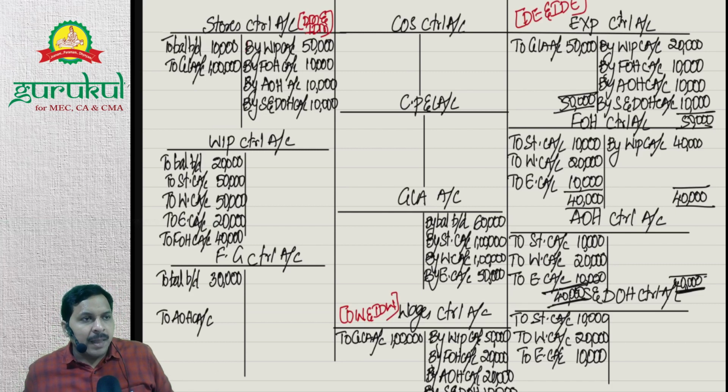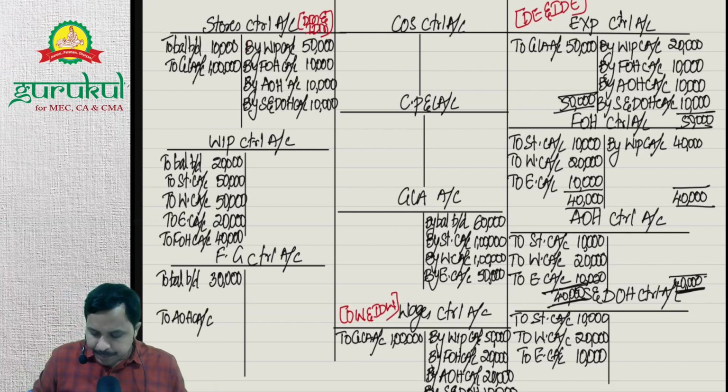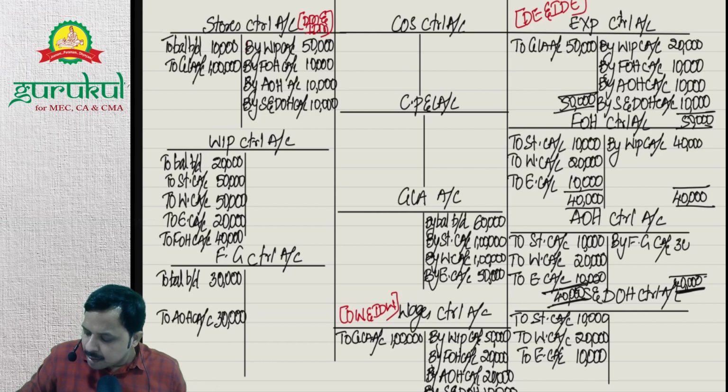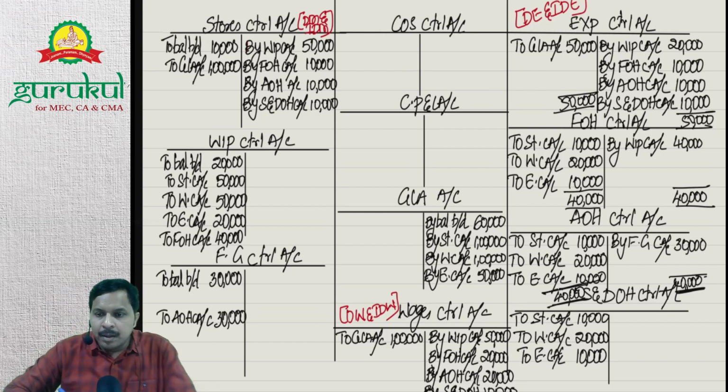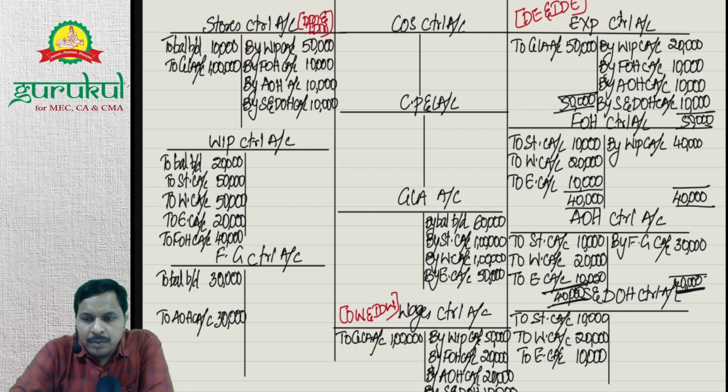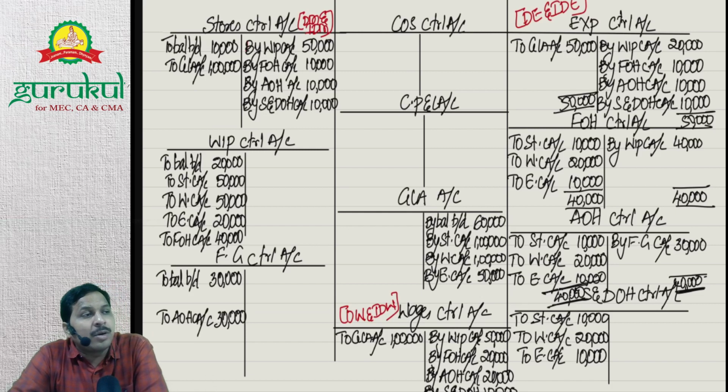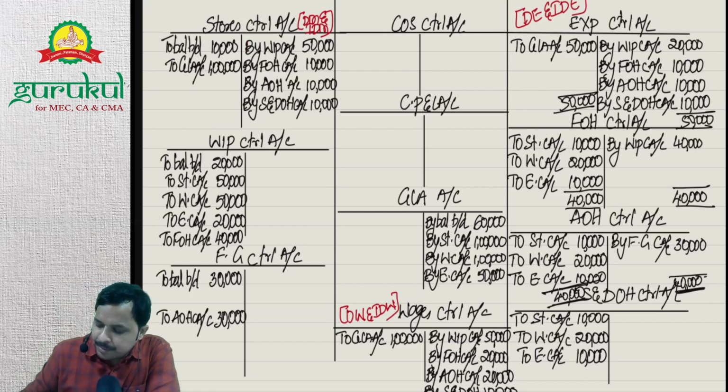He said that administration absorbed is 30,000. He had given in the question how much? 30,000. Therefore, I am writing in administration overhead, by finished goods control account 30,000. Now there is an issue here. We have a balancing figure. Debit side total is how much? 40,000. Whereas recovered is 30,000. We have a balance amount of 10,000.